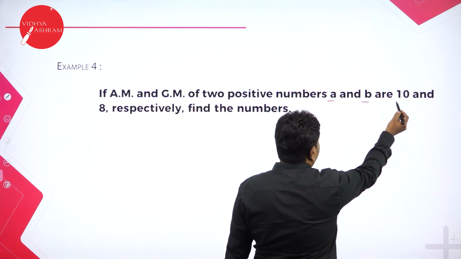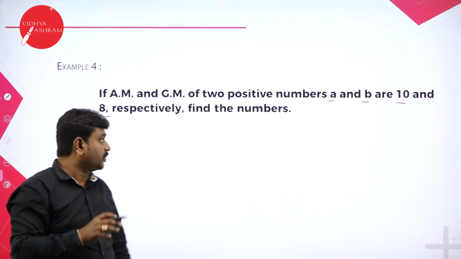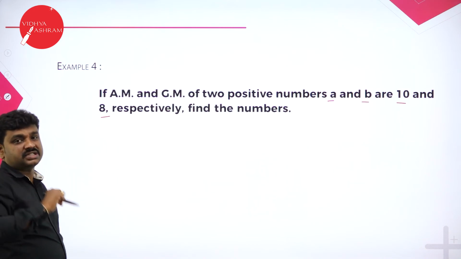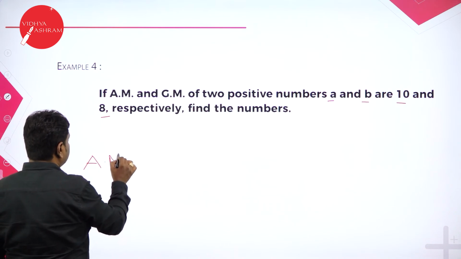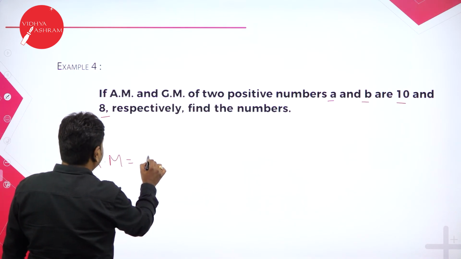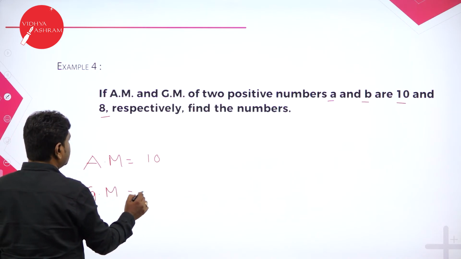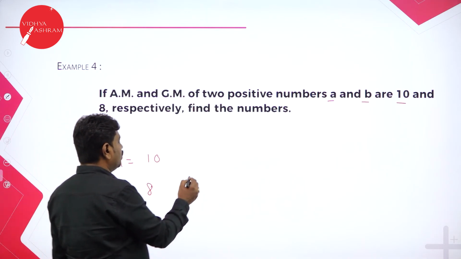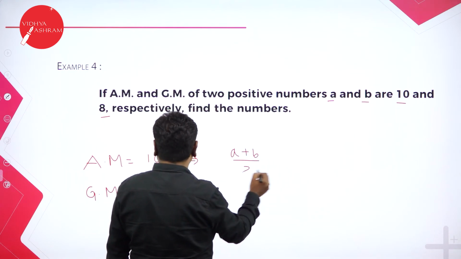Now coming to this, we have AM and GM of two positive numbers. They say AM and GM are 10 and 8. They gave arithmetic mean and geometric mean, and they want you to find the numbers. Arithmetic mean they gave is 10. Geometric mean is also given, that is 8. So arithmetic mean means (A plus B) by 2, they gave.